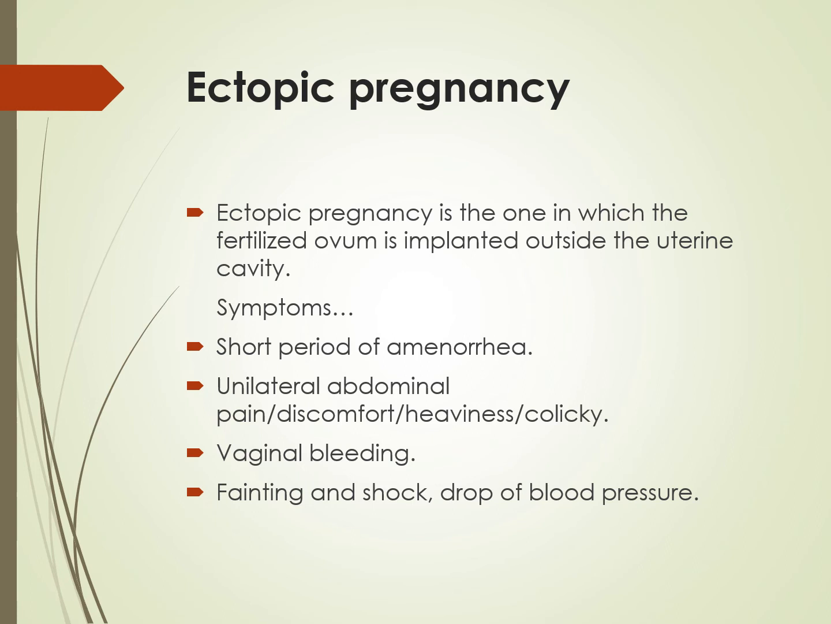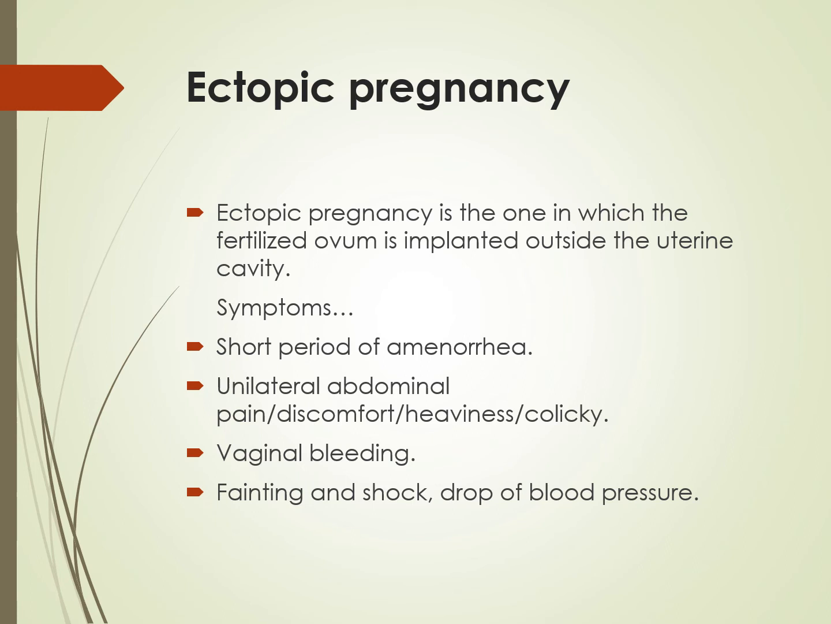So there is a typical history of short duration of amenorrhea, like the mother has no menses, and after that, within a few weeks, there is pain in the abdomen, usually only on one side, the left side or the right side. And this pain is very severe. It's a very colicky kind of pain, which is unbearable pain.